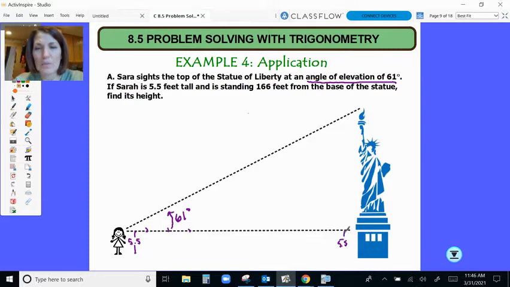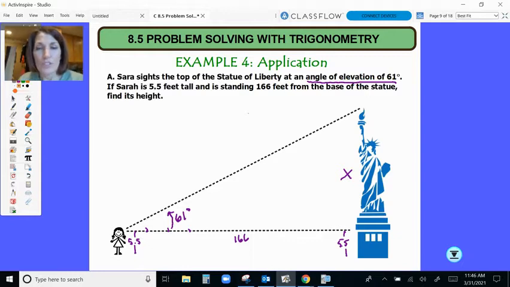The reason we need that is because her eyes are not on the ground, they're up off the ground. And we want to find out how tall the Statue of Liberty is. So the Statue of Liberty is x plus 5.5 feet. We need to find that distance x and then add 5.5 feet to it. The distance she's standing from the base of the statue is 166 feet.